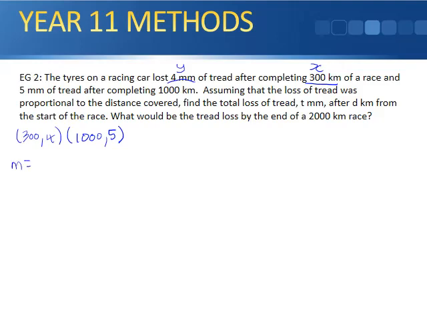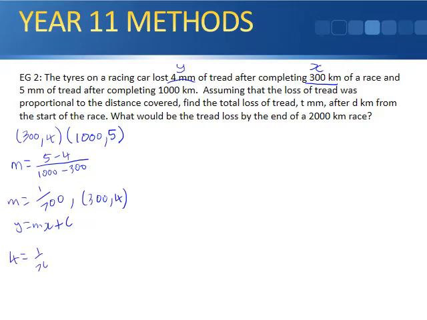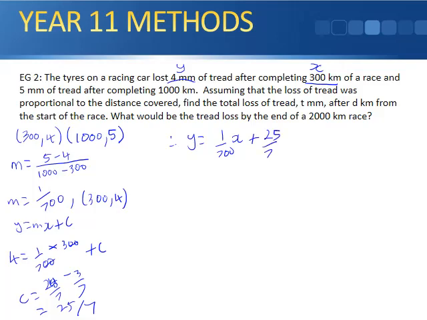So we've got our gradient first, and that's 5 minus 4 divided by 1,000 minus 300. So our gradient equals 1 over 700. And that's fine. I'll use the rule of y equals mx plus c, it doesn't matter which one you use, and I'll use the gradient there and the point 300, 4. So substituting them in, I get 4 equals 1 over 700 times 300 plus my c. So my c will equal 4 take away 3 on 7. Now this will be 28 over 7, so it is 25 over 7. So therefore, my y equals 1 on 700 x, and my y-intercept is 25 on 7.